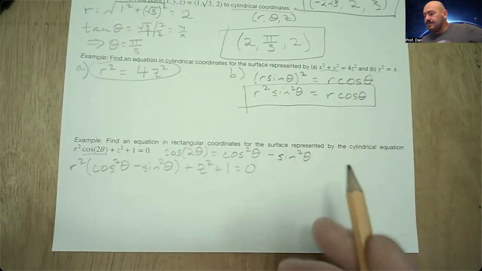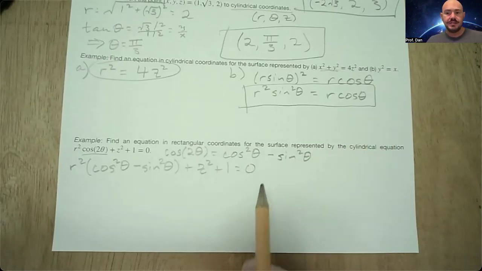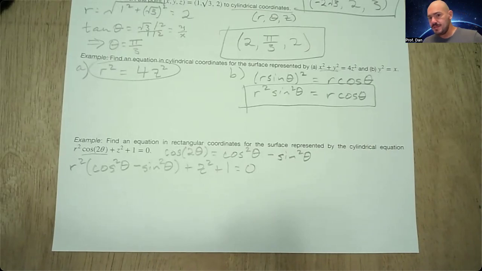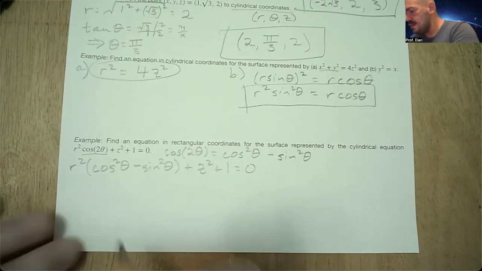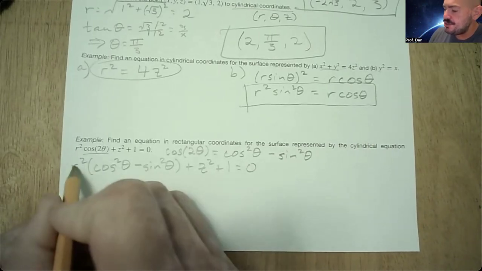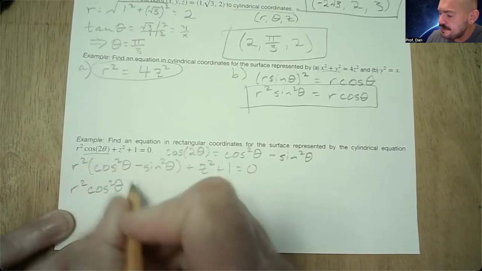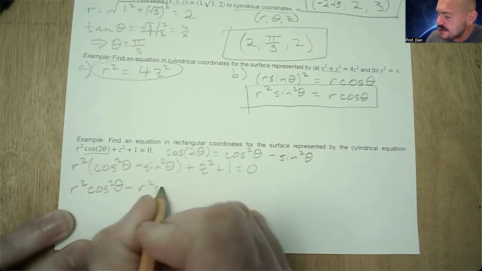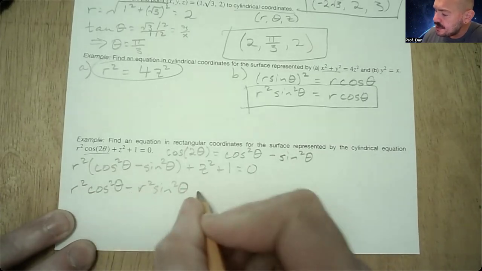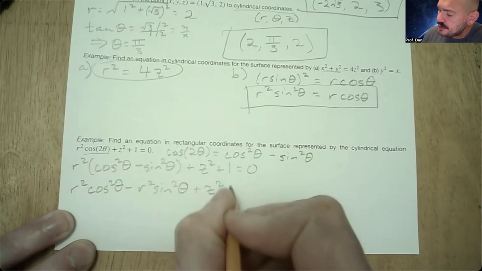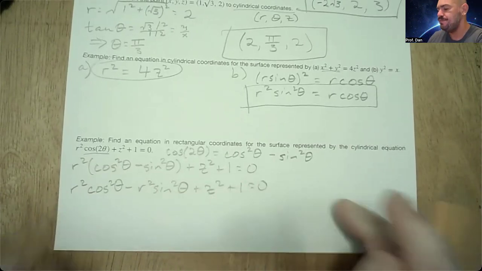All right. So keep in mind we're trying to get into rectangular form, which means that my final answer should only involve x, y, and z. Might be missing one or two of them, it doesn't matter, but I cannot have r's or thetas left over. So next thing I'm going to do is distribute the r squared. So we get r squared cosine squared theta minus r squared sine squared theta plus z squared plus 1 equals 0.